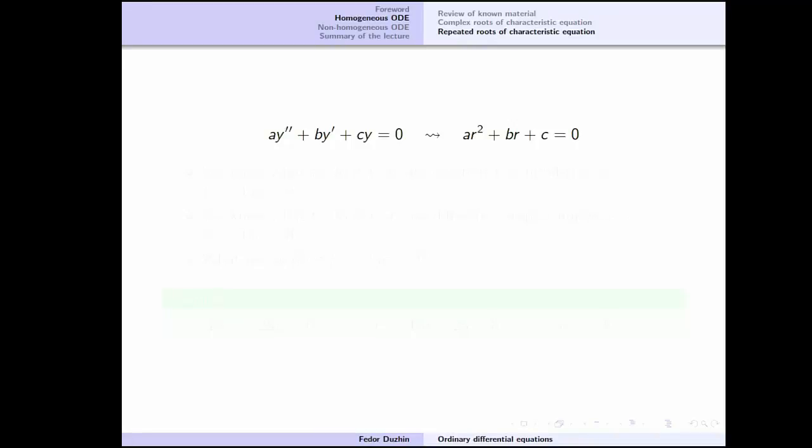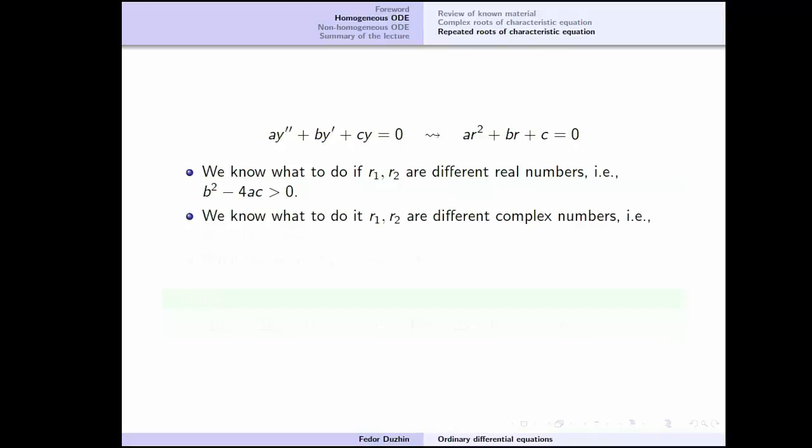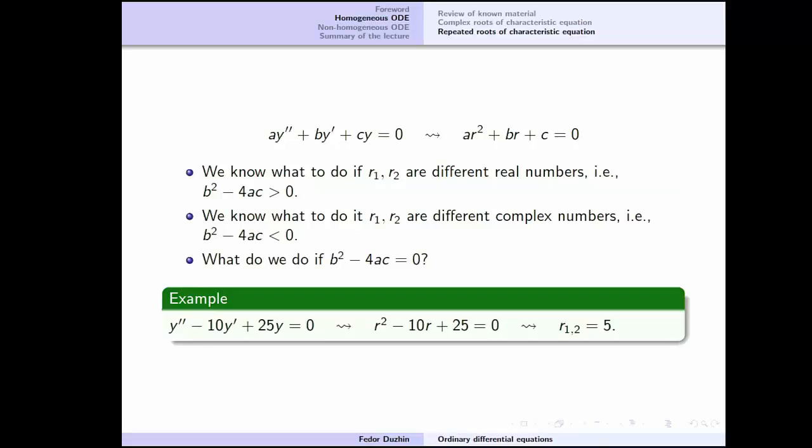Alright, so now we know how to solve second order differential equations with constant coefficients when the corresponding characteristic equation has different real roots and different complex roots. In other words, we know what to do whenever the discriminant b squared minus 4ac is non-zero. So now we are going to figure out how to solve this if the discriminant is 0. Well, here is an example of such a situation.